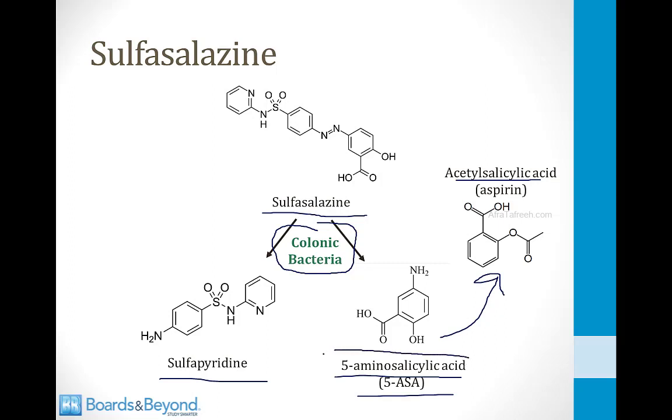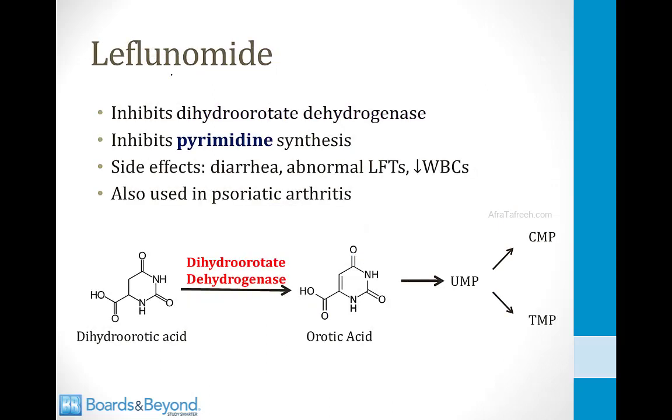5-ASA is sometimes given by itself. It's a drug called mesalamine, but if you give it as sulfasalazine, as people do in rheumatoid arthritis, it will be split by the colonic bacteria into the active form 5-ASA. Leflunomide is a very rarely used immunosuppressant. Its 2 niches are rheumatoid arthritis and psoriatic arthritis.